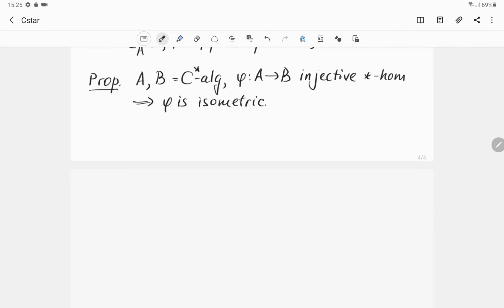This is quite unexpected from the point of view of general functional analysis, because of course we know that there are many operators between Banach spaces, and even many homomorphisms between Banach algebras, which are injective but not topologically injective, and of course not isometric. But for C-star algebras, this is impossible. So in some sense, the category of C-star algebras is rigid. That is, all injective star homomorphisms are isometric. By the way, this easily implies that each star homomorphism has a closed image.